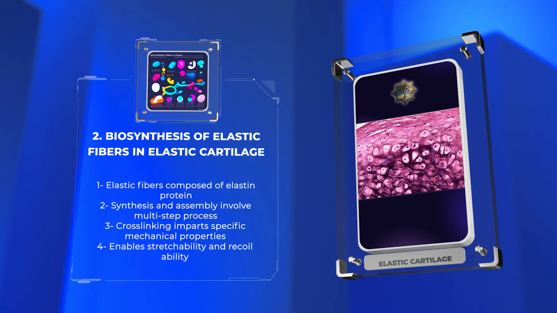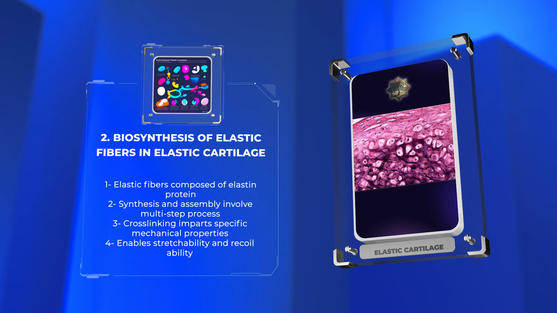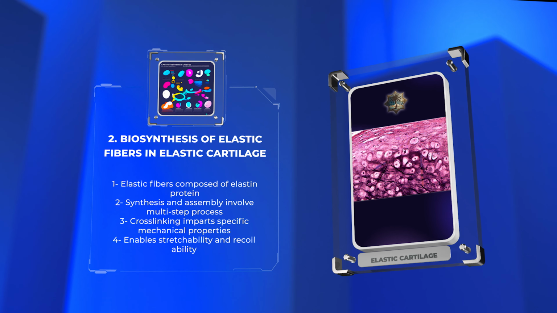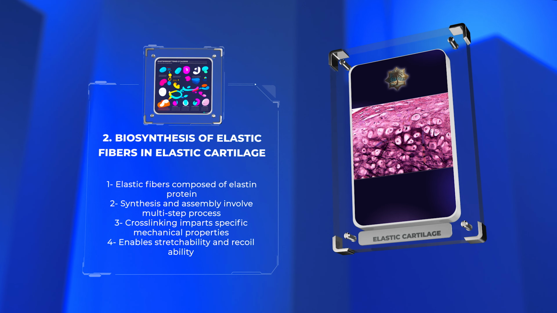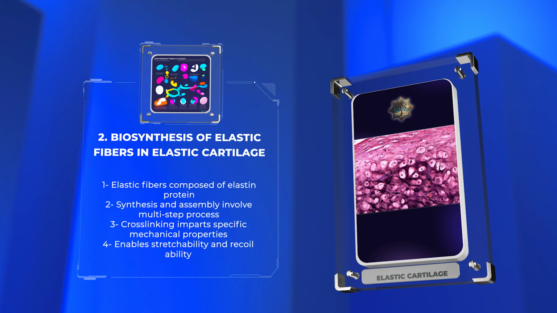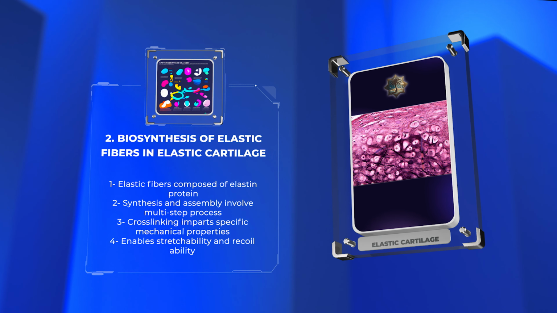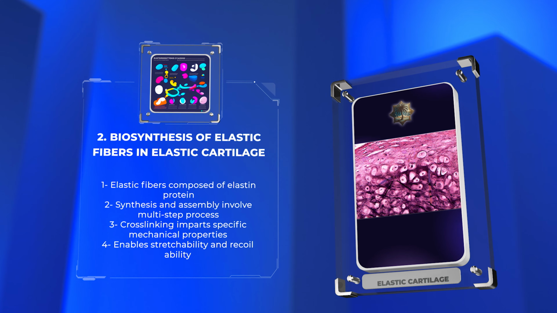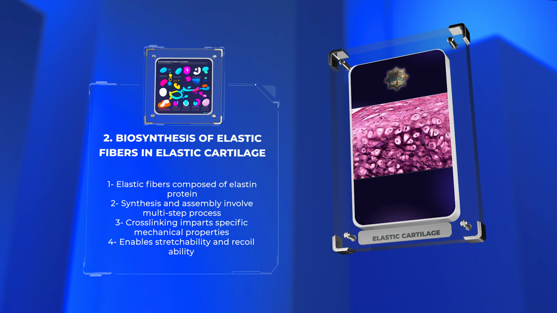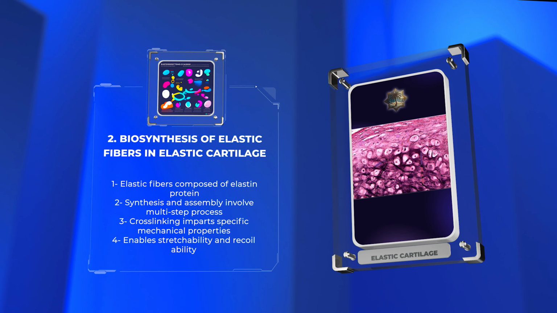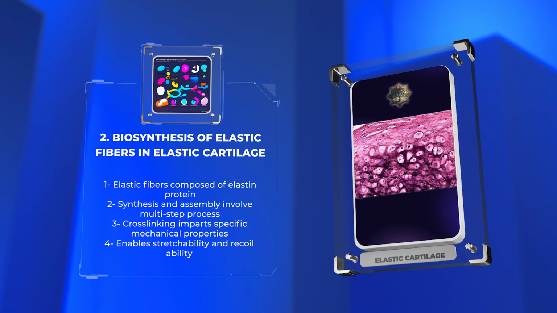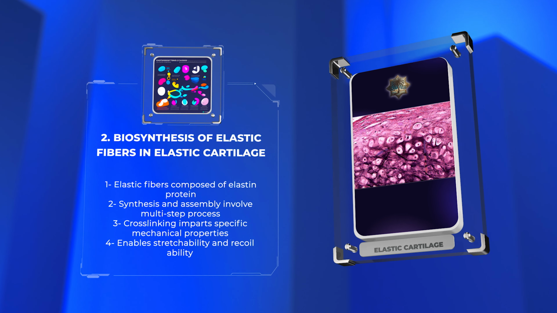Synthesis and assembly of elastic fibers involve a multi-step process. Initially, fibroblasts within the cartilage produce a precursor molecule, tropoelastin. Tropoelastin undergoes enzymatic cross-linking, facilitated by enzymes like lysyl oxidases, to form organized elastic fibers. The process of cross-linking imparts specific mechanical properties to the elastic cartilage, such as stretchability and recoilability.